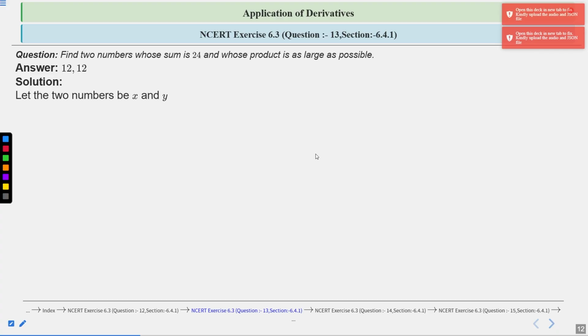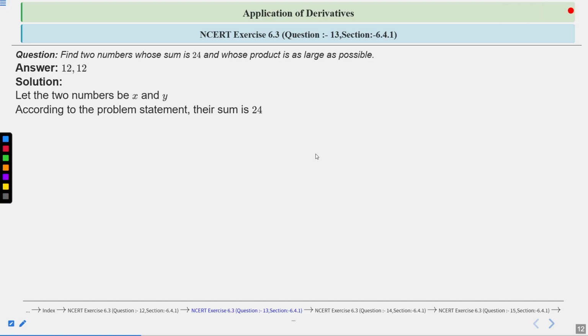Let the two numbers be x and y. According to the problem statement, their sum is 24. So we have the equation x plus y is equal to 24.